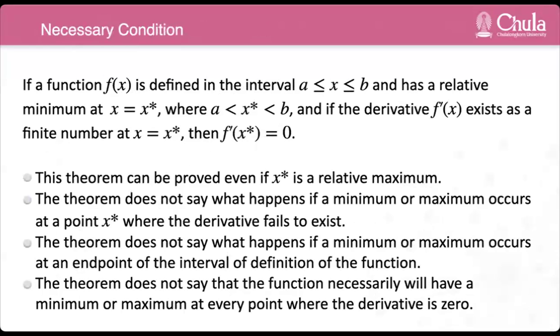Okay, the next topic is the necessary condition. If we have a function f(x) in the interval, in our domain, between A and B, and we know that we have a relative minimum at x star, and x star is in this range, in the domain.